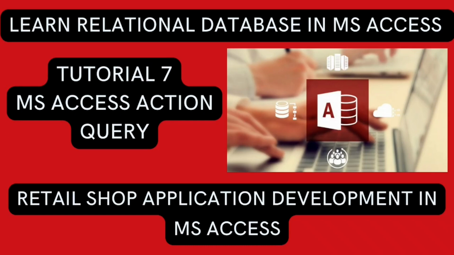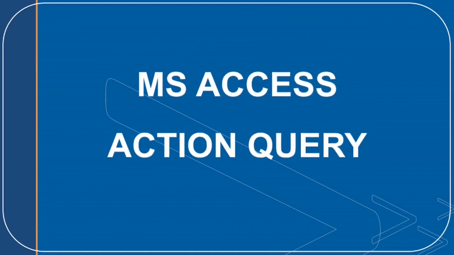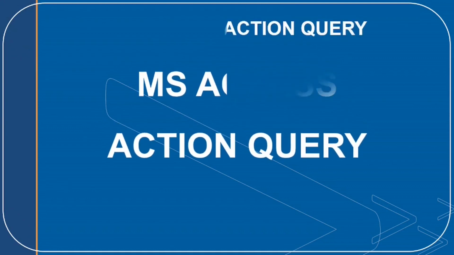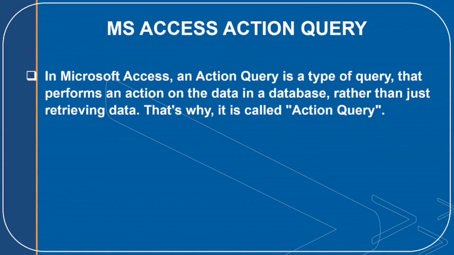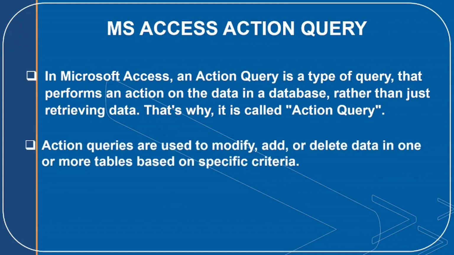In this tutorial, I will teach you msaccess action query. You may ask me, sir, what is action query? I'll explain. In Microsoft Access, an action query is a type of query that performs an action on the data in a database, rather than just retrieving data. That's why it is called action query. Action queries are used to modify, add, or delete data in one or more tables based on specific criteria.